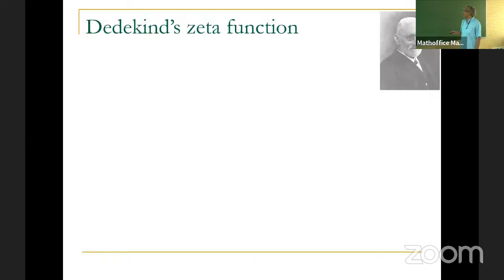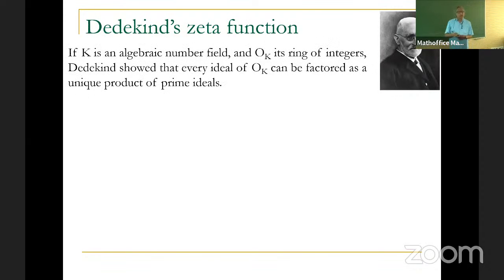So we come now to the Dedekind zeta function. If k is an algebraic number field and O_k its ring of integers, Dedekind showed that every ideal of O_k can be factored as a unique product of prime ideals. This is interesting because of the analogy: all natural numbers can be written uniquely as a product of prime numbers. Now we move to the ring of integers in a number field, and there the prime ideals play the role of prime numbers. So every ideal can be written as a product of prime ideals in a unique way.